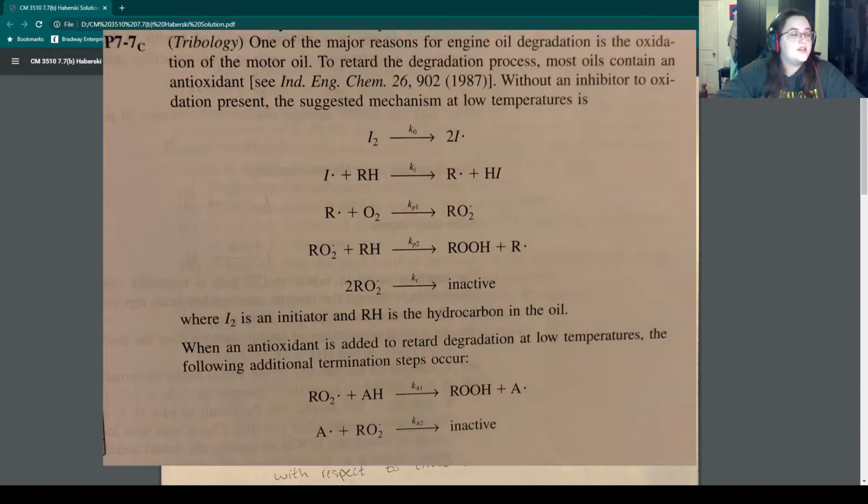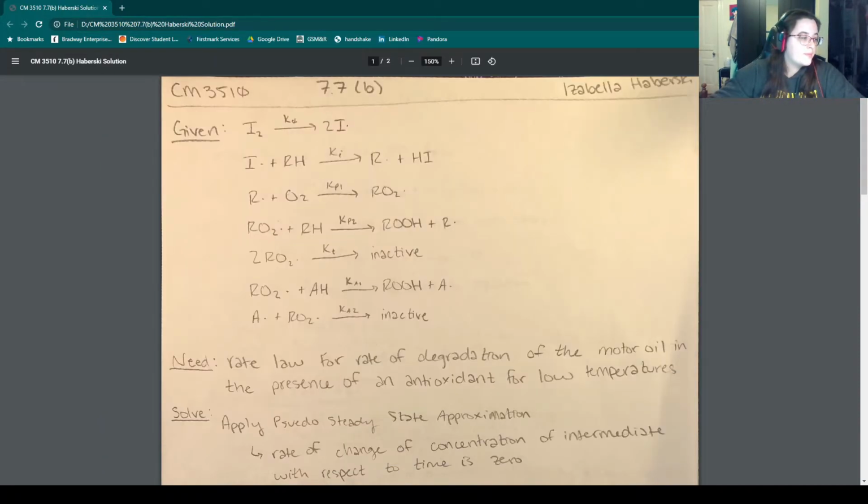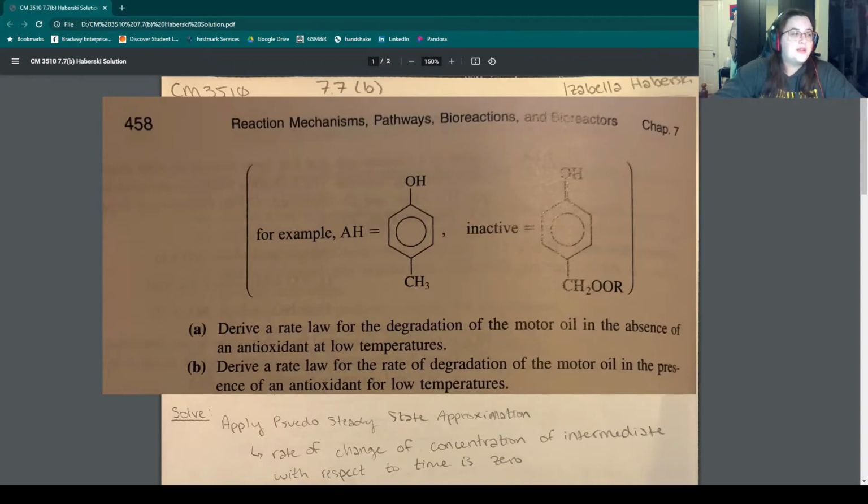I2 is going to be the initiator, and RH is the hydrocarbon in the oil. So RH is what we actually care about, but that is going to come later. So when an antioxidant is added to retard degradation at low temperatures, the following additional termination steps occur. In part B, we need to derive a rate law for the rate of degradation of the motor oil in the presence of an antioxidant for low temperatures. So we are going to need those two final termination steps.